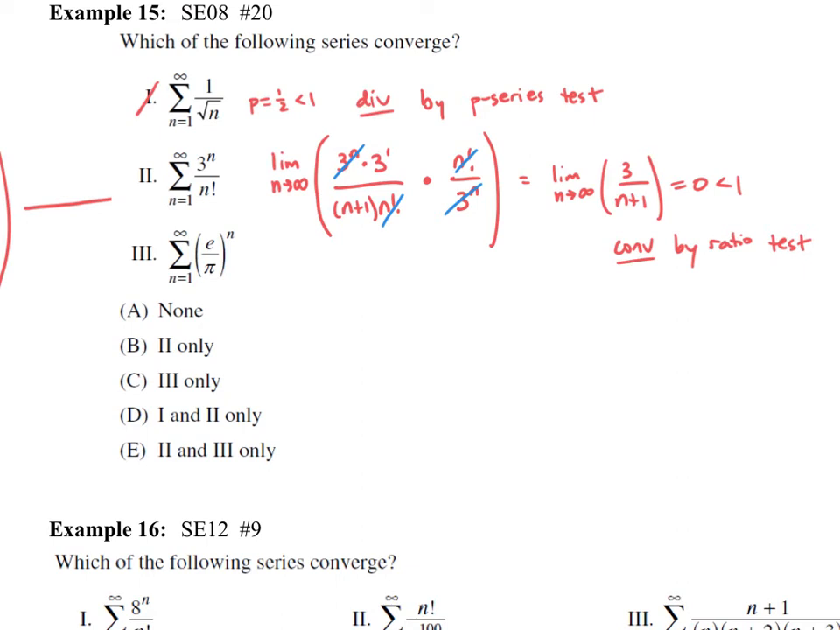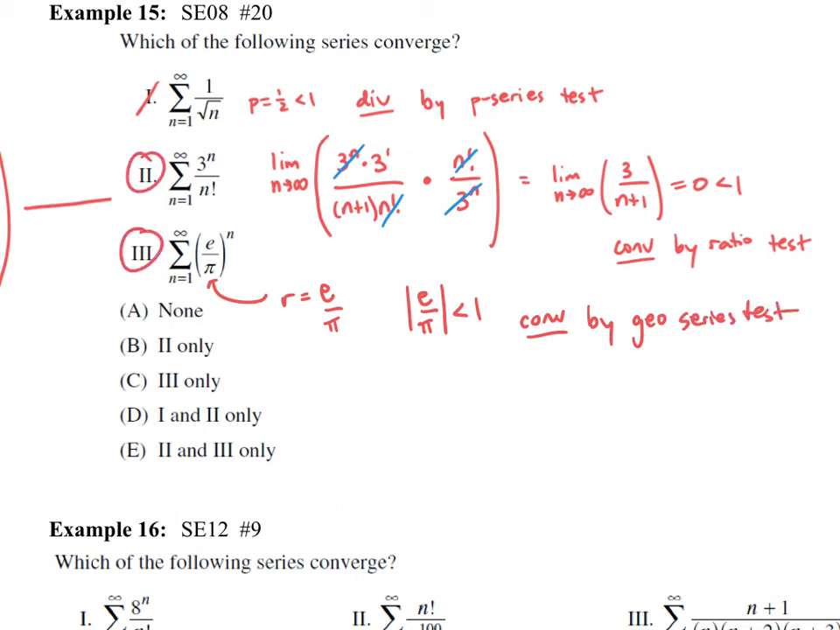All right, last but not least, we have e divided by pi to the n. That is our r value. And the absolute value of e divided by pi is less than 1. So this is convergent by the geometric series test. So we have option 2 and option 3, which is letter E.